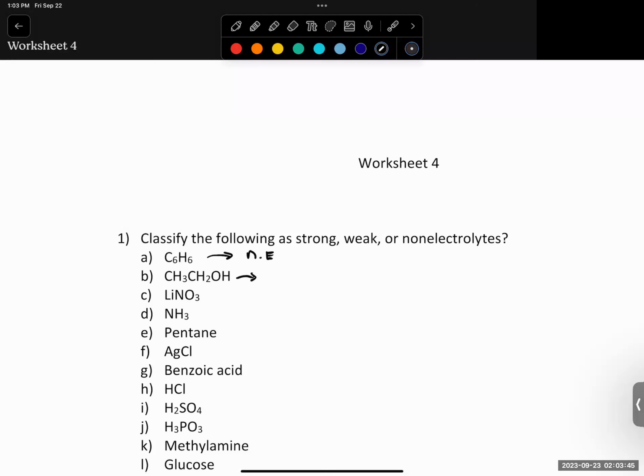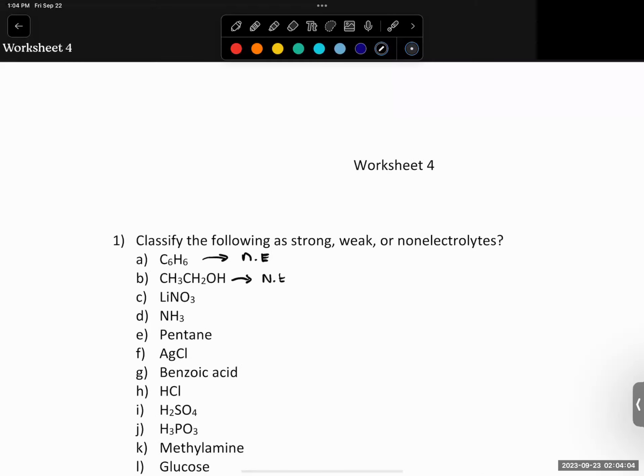Is it because it's also all just carbons and hydrogens together? It's a covalent compound again. Yeah, it's a covalent compound that doesn't contain nitrogen. I'll show you later what happens when you have a nitrogen in a covalent compound like this. Okay, so this is a non-electrolyte as well.